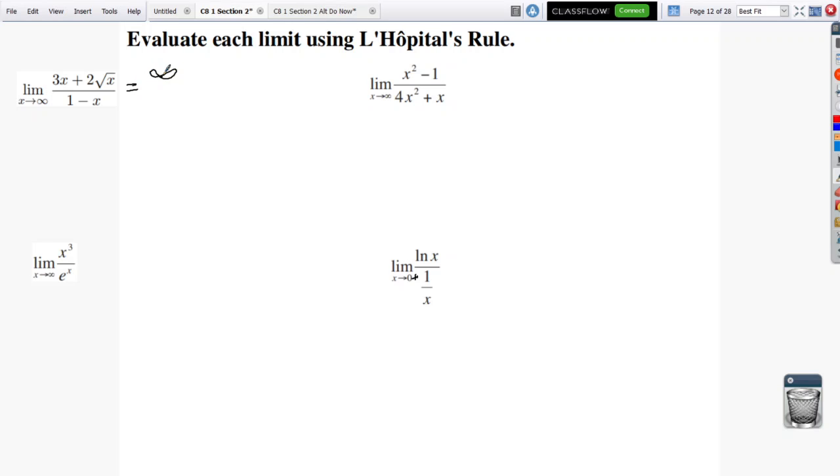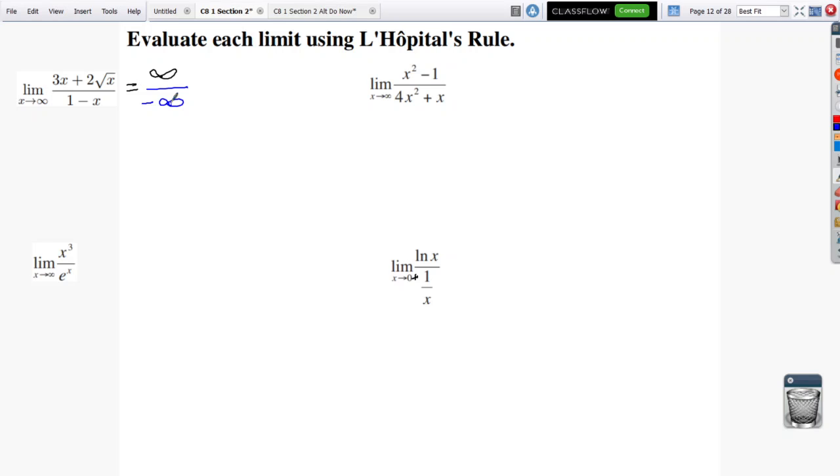It is still infinity. Why am I writing in black? I don't write in black, I write in blue. You guys know that. Over 1 minus infinity, well, 1 is finite. If I take away infinity from finite, I get negative infinity.